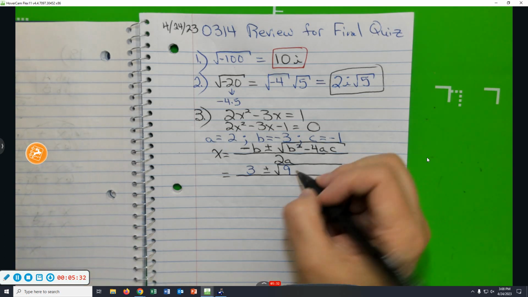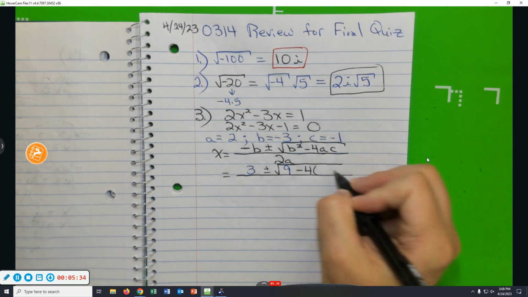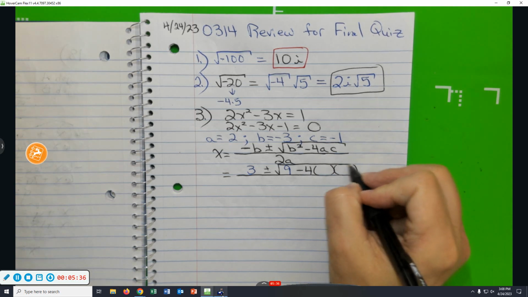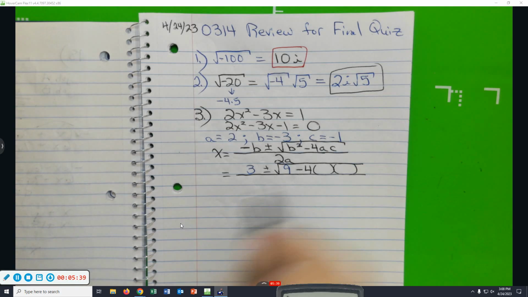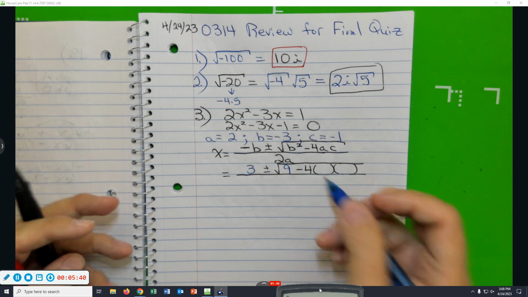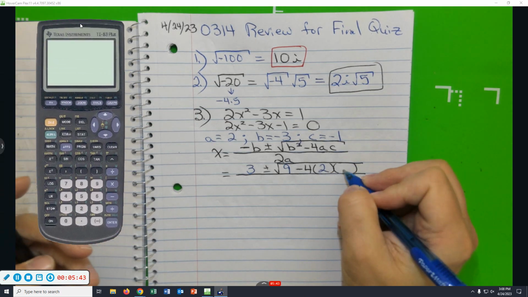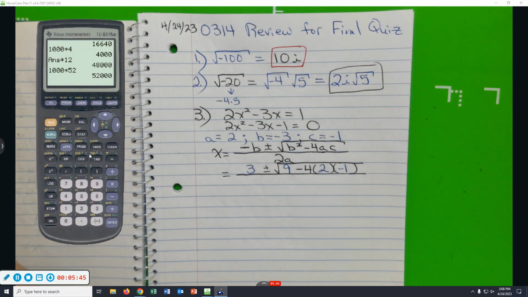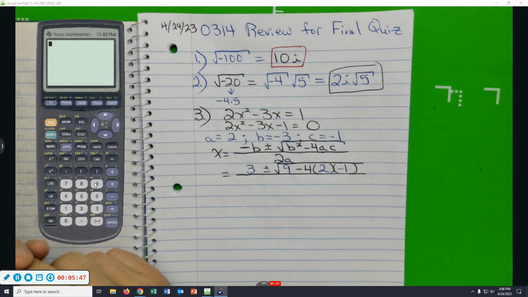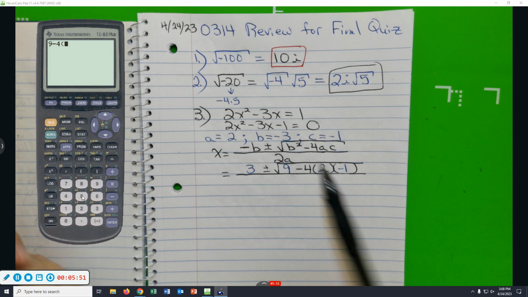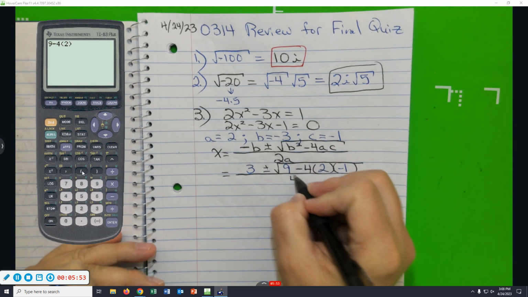Minus 4 times a times c. a is 2 and c is negative 1. So, what about the denominator? That's easy, I can do that in my head. 2 times 2 gives me a denominator of 4.